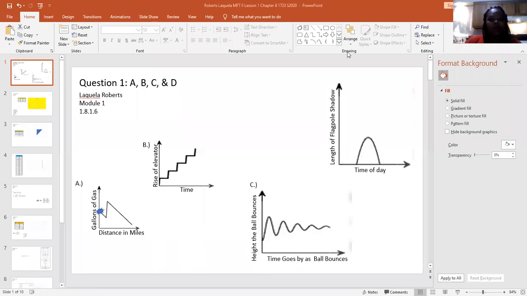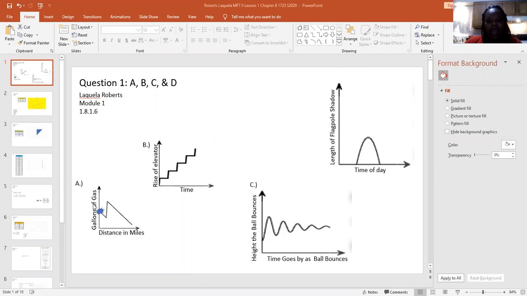Hi, I will be talking to you about algebraic reasoning, graphing, and connections with geometry. So, question one, we're talking about gallons of gas and distance in miles.